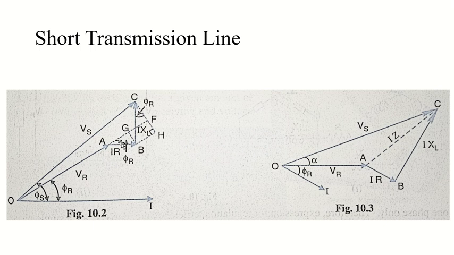This angle will be phi r, and based on that, if this angle is phi r and this is my IR, can you tell me what will be the value of AG? The value of AG will be nothing but IR into cos phi r. So you now have the value of AG.